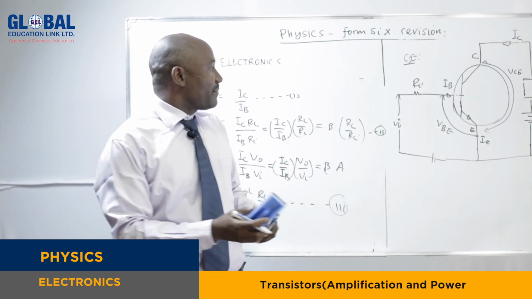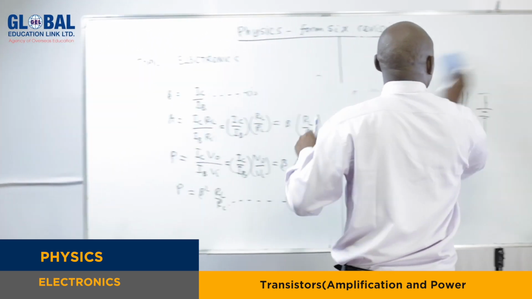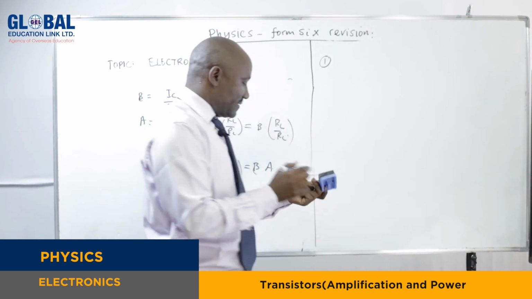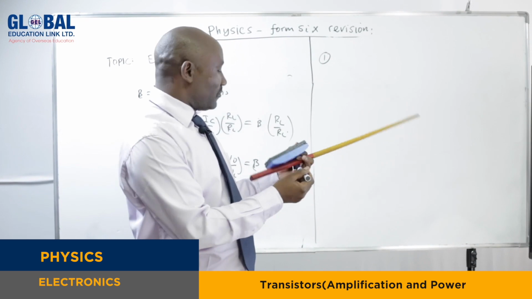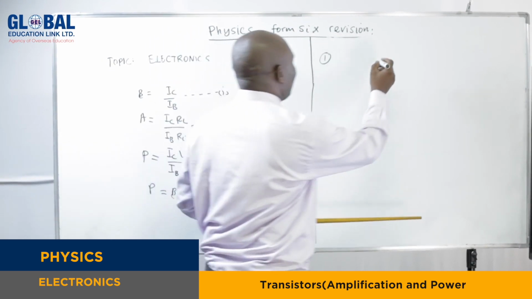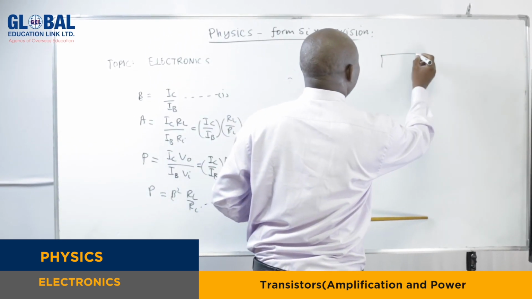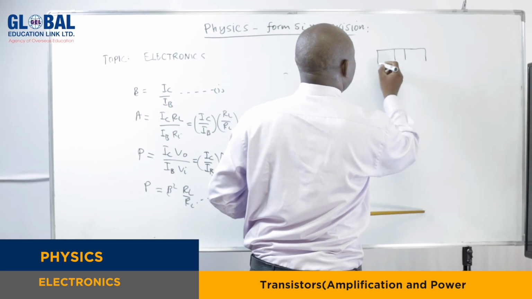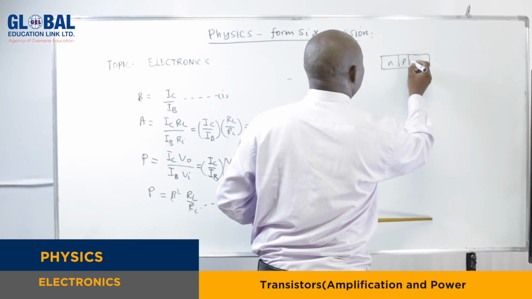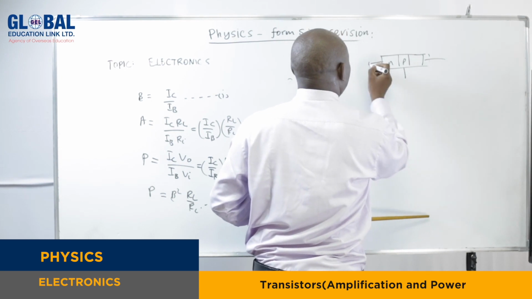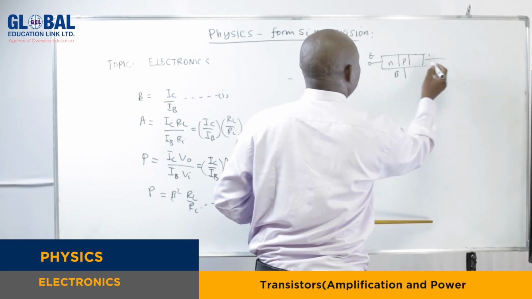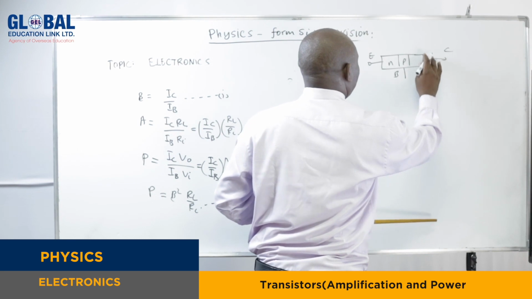Okay, let's see now example number 1. The question says, an NPN transistor. If you go back, just refer to what we discussed about this. If you don't remember, just draw this kind of transistor, NPN, and then it's easy now to recall. This is the emitter, this is our base, this is our collector, okay?